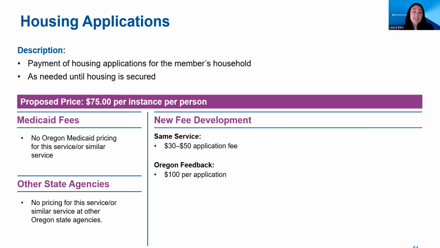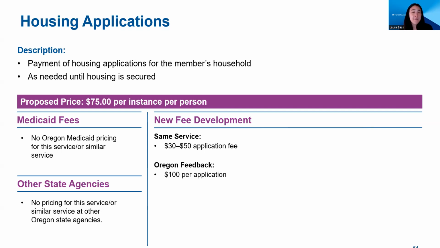Housing applications is meant to pay for a member's household for as many applications as necessary until that housing is secured. Again, we didn't find any existing Oregon Medicaid rates or other Oregon state agencies paying for this sort of service. And we also didn't find other states with this service. So in our own research, we found the price of $30 to $50 per application fee was common.